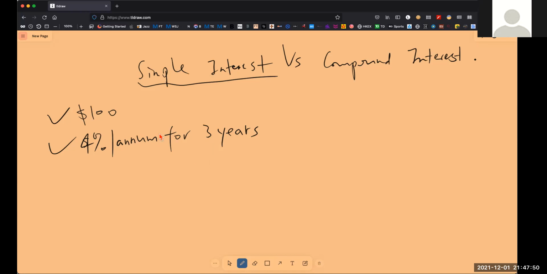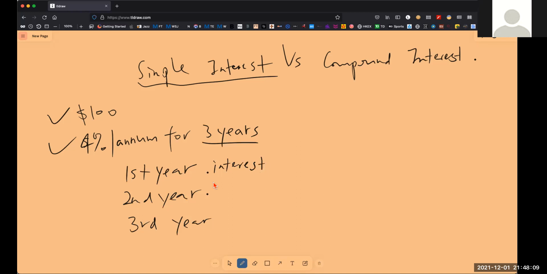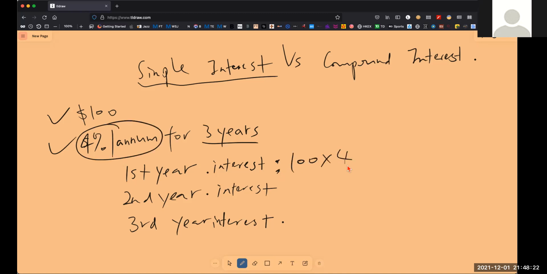So for simple interest, for 3 years, it's important to write down first year, second year, third year. You can write down first year interest, second year interest, third year interest. So what is the first year interest? How do you get it? Every year is 4%. So you have 100 times 4%. So the first year interest is actually $4. Does it make sense to you?